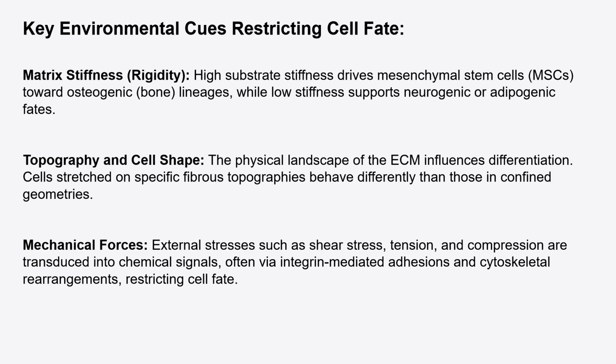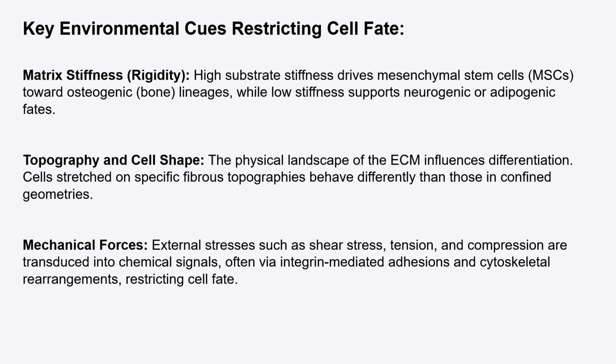For example, the matrix stiffness could be very low or rigid and very dense. In that case, probably we can see the bone, which is very tough in nature, while there could be a cartilage condition where the cartilages are very flexible in nature. So the matrix stiffness decides the cell fates as well. There could be multiple examples of it.